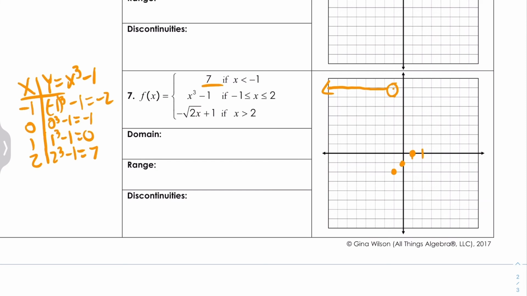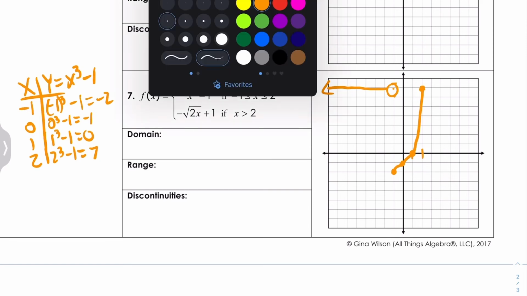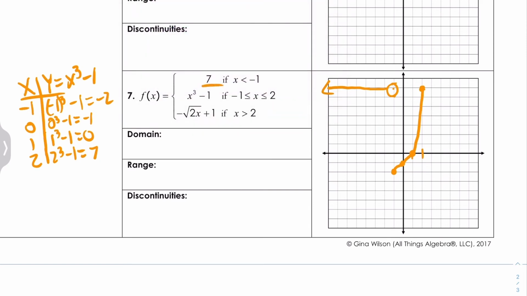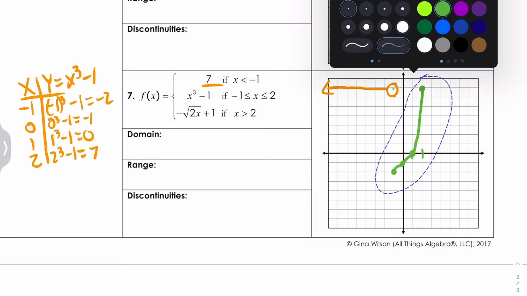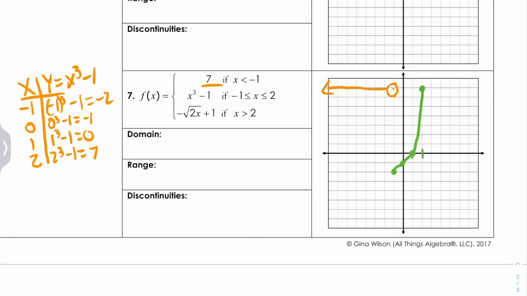So we're back up here. Checking that, we do include that, so I can just connect this with the curve and include those endpoints. Finally, we're at the square root function. Let me change the color of that. Okay, we got a negative square root 2x plus 1.